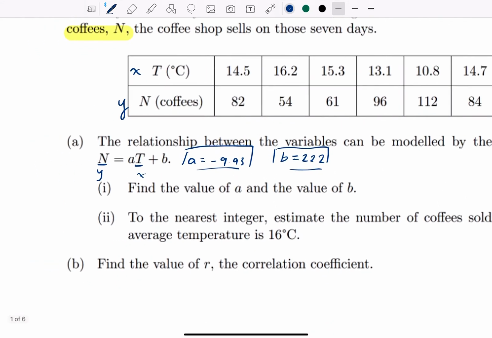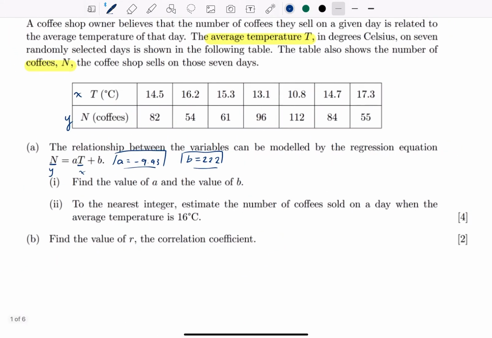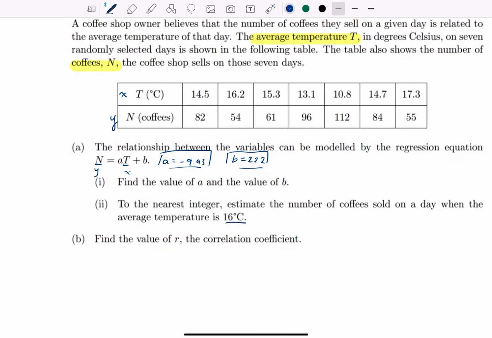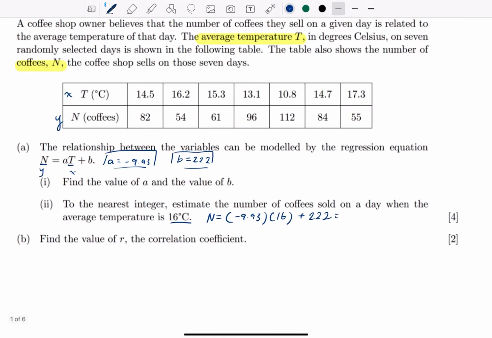We just did that. To the nearest integer, estimate the number of coffees sold when T is equal to 16 degrees Celsius. That just means we're going to plug and chug. So n, we calculated a as being this number here, times T, which is 16, plus b, 222. And if we do the quick math, that's about 63.12. However, we want the nearest coffee, so that is 63.